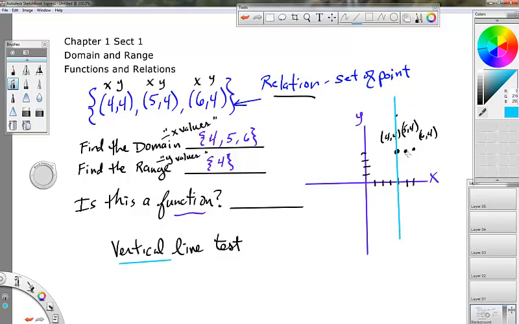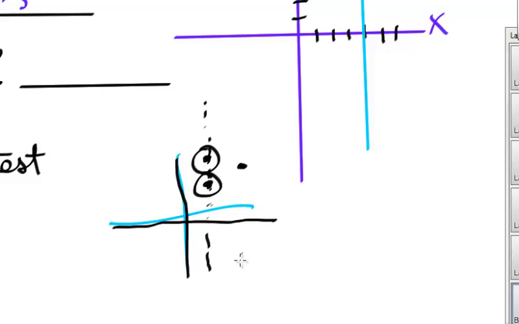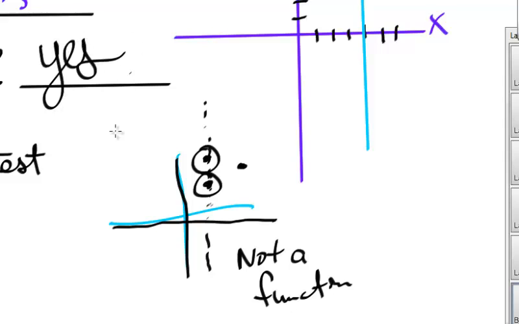If you could somehow draw a vertical line and hit 2 dots, then it would not be a function. So in other words, if you had a graph that looked something like this, that was really straight, but maybe you had a dot here and a dot here and a dot over here, well, that would be called failing the vertical line test, because as you draw your straight line through here, you would hit it twice. And when it hits it twice, the vertical line test says not a function. If you can only hit it once, we say yes, it is a function.